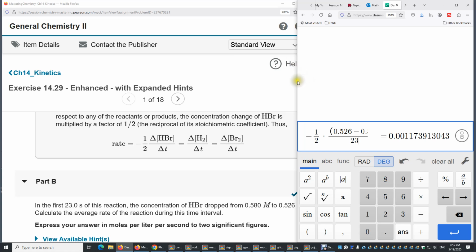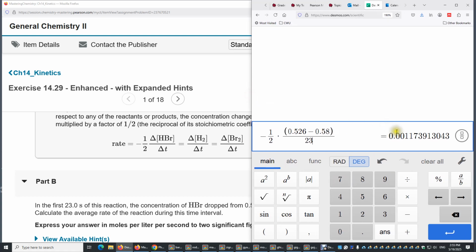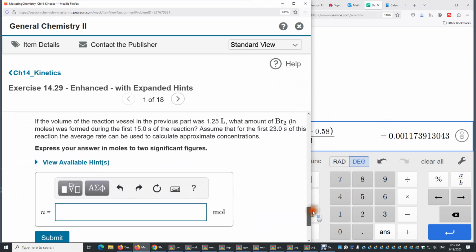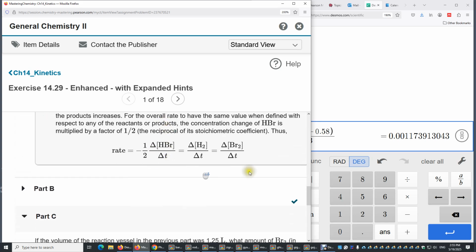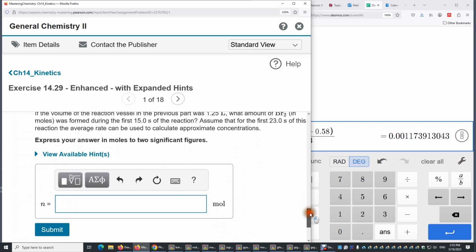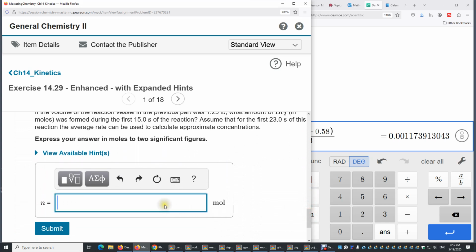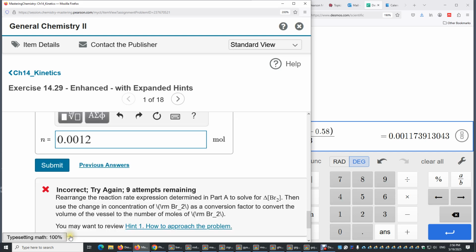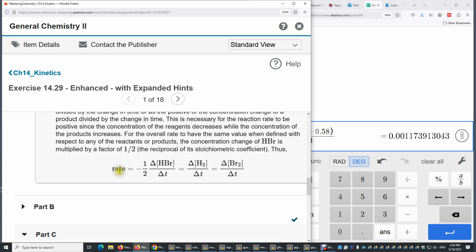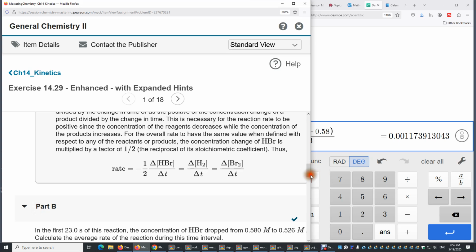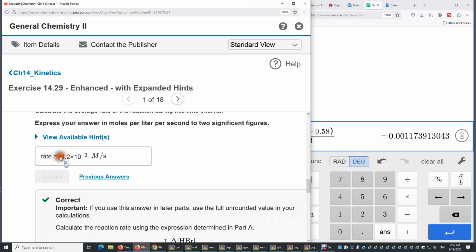The answer is 0.00117. We need to round it to 2 sig figs. It's 0.0012 molar per second.